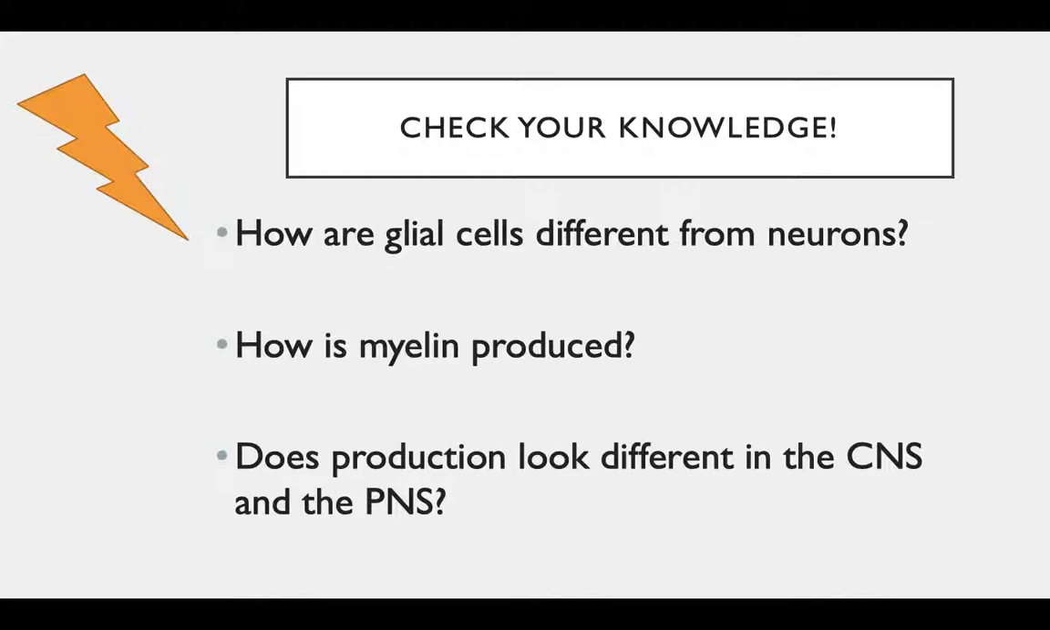Now it's time to check your knowledge. Now is a great time to ask yourself some of the questions to ensure that you're understanding what we just covered. Be sure that you are justifying your answers and understanding them, not just memorizing. How are glial cells different from neurons? How is myelin produced? Does production look different in the central nervous system and the peripheral nervous system? Or are they similar?